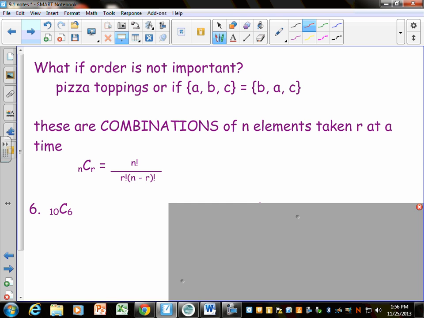I think these are my last two examples. We're going to be down to like 2 o'clock.